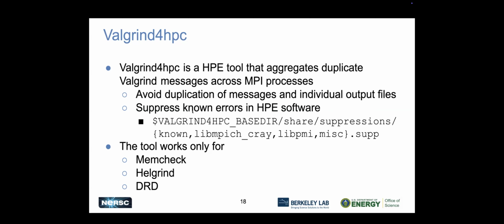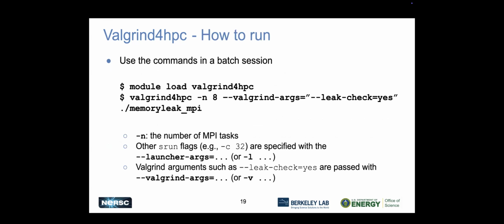There is a suppression file that suppresses the known errors in the HPC software. If you go to this directory, they provide the suppression files, so it uses these suppression files all the time. You can actually use these suppression files without Valgrind4hpc, in your own Valgrind run if you want. And this tool currently works only for Memcheck, not other Valgrind tools.